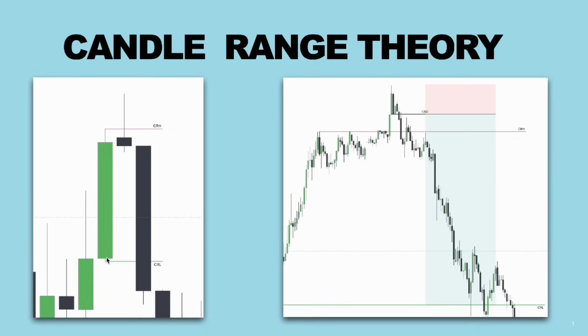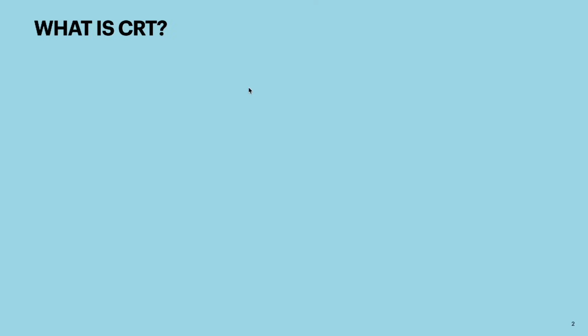Let's break it down. CRT, or candle range theory, involves analyzing the formation of candles over specific time intervals. Here's a quick overview. The first candle establishes the range, marking the high and low points. The second candle often manipulates above the initial range, creating a wick or a false breakout, commonly known as turtle soup. Finally, the third candle typically moves lower, aiming for the range's low. So, what is CRT? CRT stands for candle range theory.